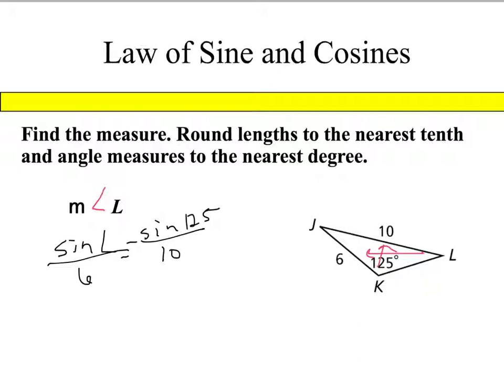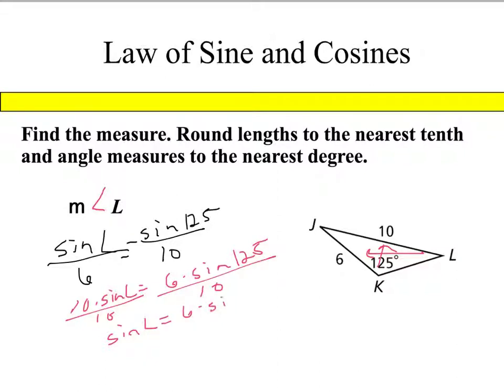Okay, here we go. Cross multiply. I am going to find 10 times the sine of L is equal to 6 times the sine of 125. Divide by 10, divide by 10, and I get the sine of L is equal to 6 times the sine of 125 over 10.